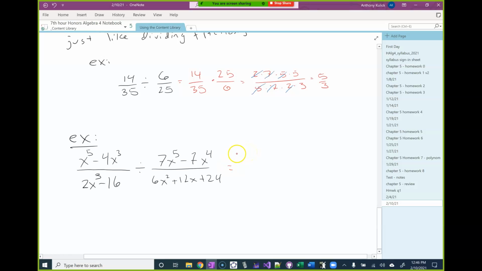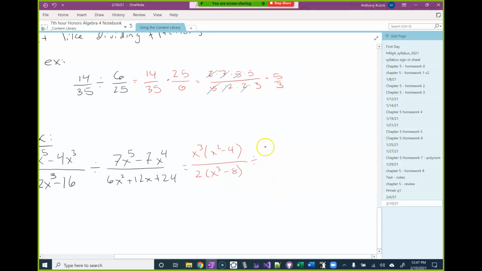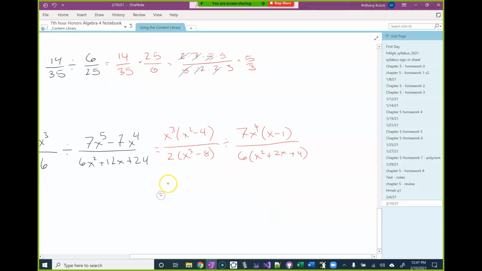So the numerator, we can take out an x cubed. The denominator, I can take out a 2. The next piece, I can take out a 7x to the 4th. And then I can take out a 6. I notice that x squared minus 4 is a difference of 2 squares.